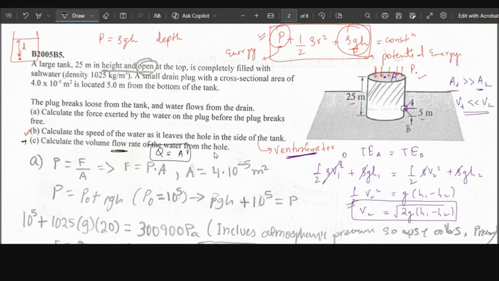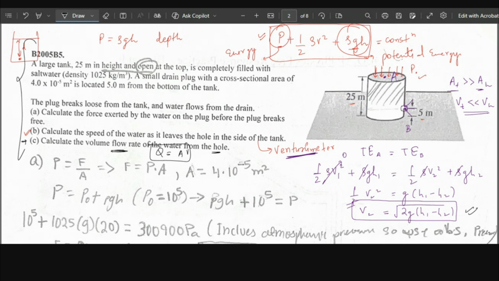We have to find it from the hole. So we can simply write the area of that hole times the velocity with which it is coming. The velocity we've already found out in the second part. We can substitute the value and multiply. Did I get that last part correct? Yes, it's part C.